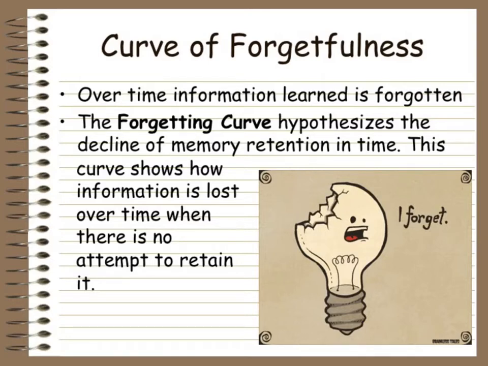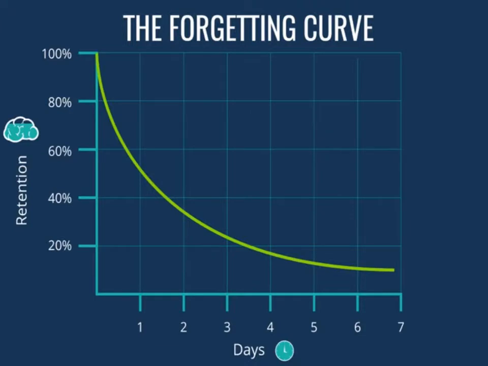The forgetting curve looks something like this. Here you can see that the amount of information retained dramatically decreases in time. It shows that even after one day, you lose 50% of the information gained. And after 4 days, you're less than 20%.